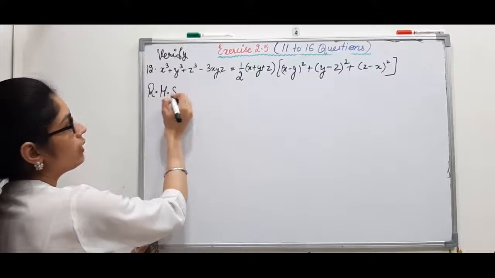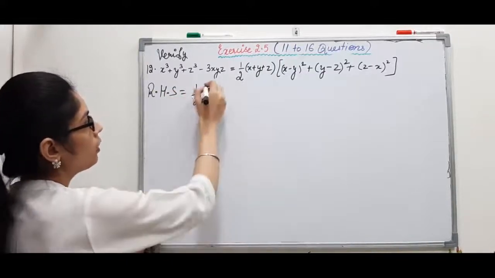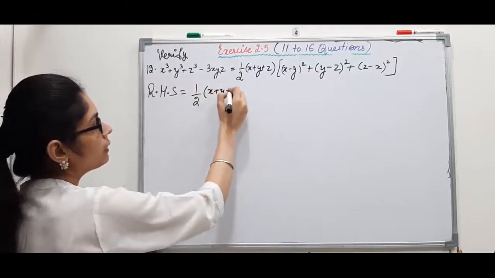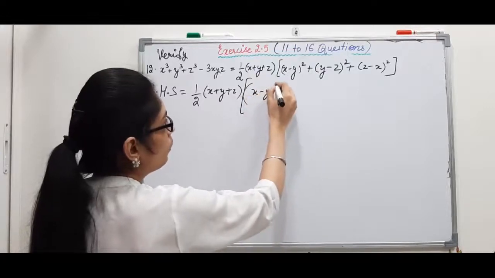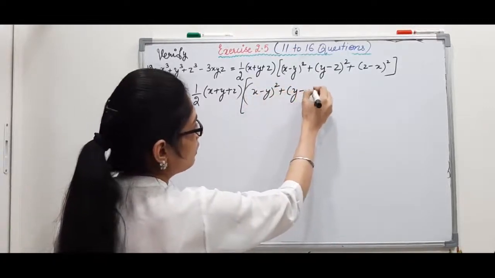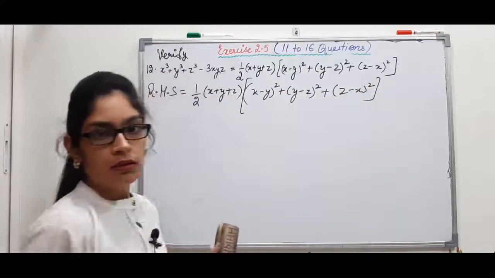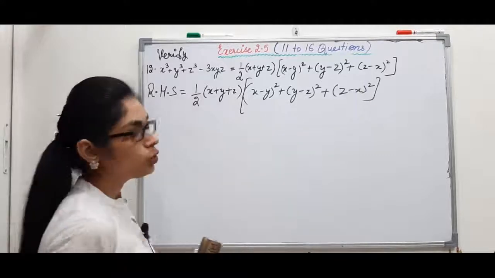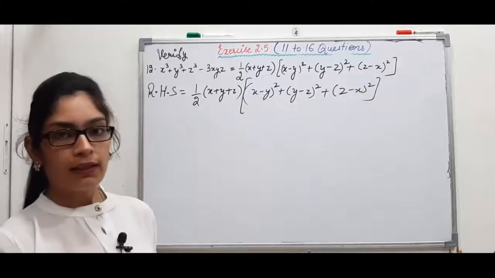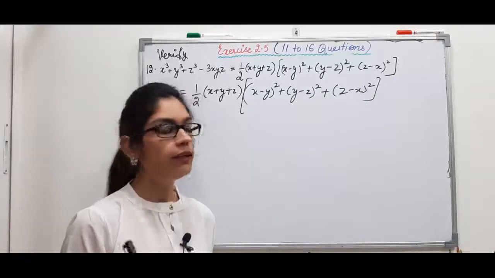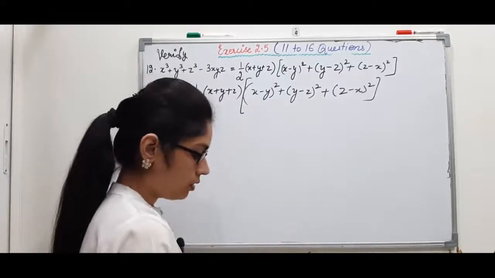The right hand side of the equation is equal to 1 by 2 into x plus y plus z into x minus y whole square plus y minus z whole square plus z minus x whole square. Here directly cube is not there, but these expressions have whole square, and the identity related to whole square we have already done in this exercise. So let's recall that identity.